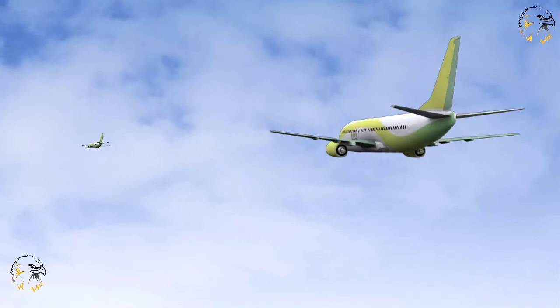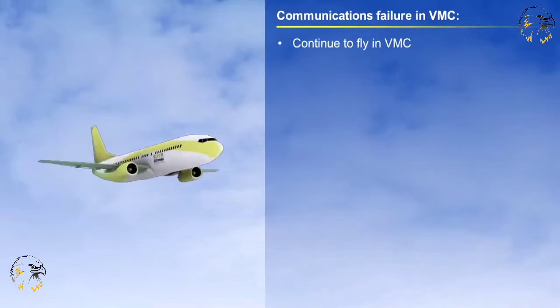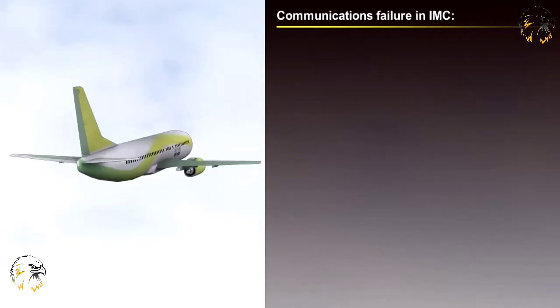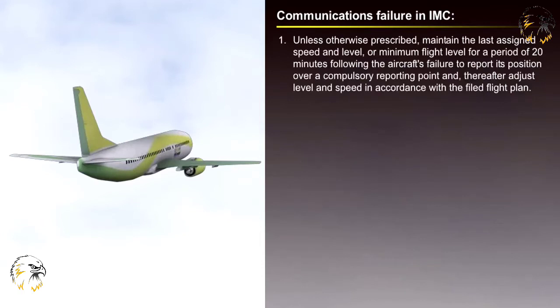between the aircraft having the communications failure and other aircraft, based on the assumption that the aircraft will, if in VMC, continue to fly in VMC, land at the nearest suitable aerodrome, and report its arrival by the most expeditious means to the appropriate air traffic control unit, or, if in IMC, unless otherwise prescribed, maintain the last assigned speed and level, or minimum flight level, for a period of 20 minutes following the aircraft's failure to report its position over a compulsory reporting point, and thereafter adjust level and speed in accordance with the filed flight plan.